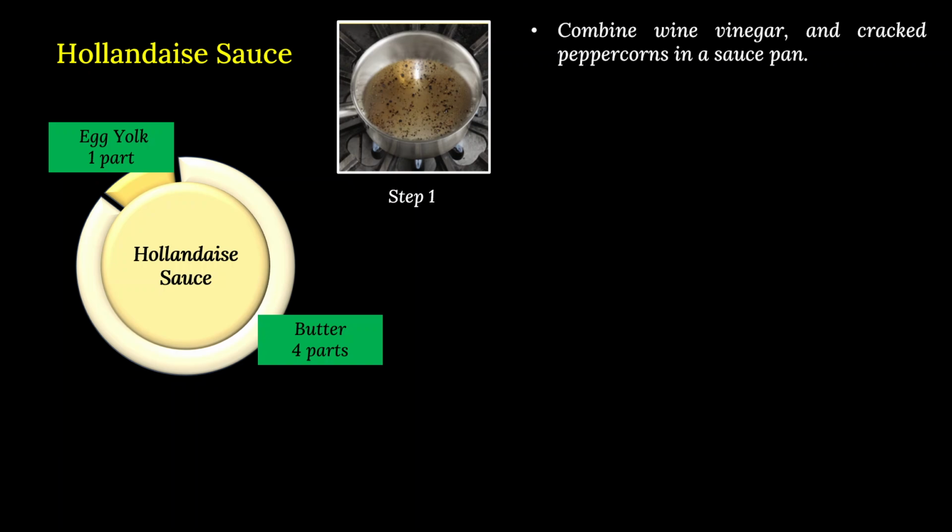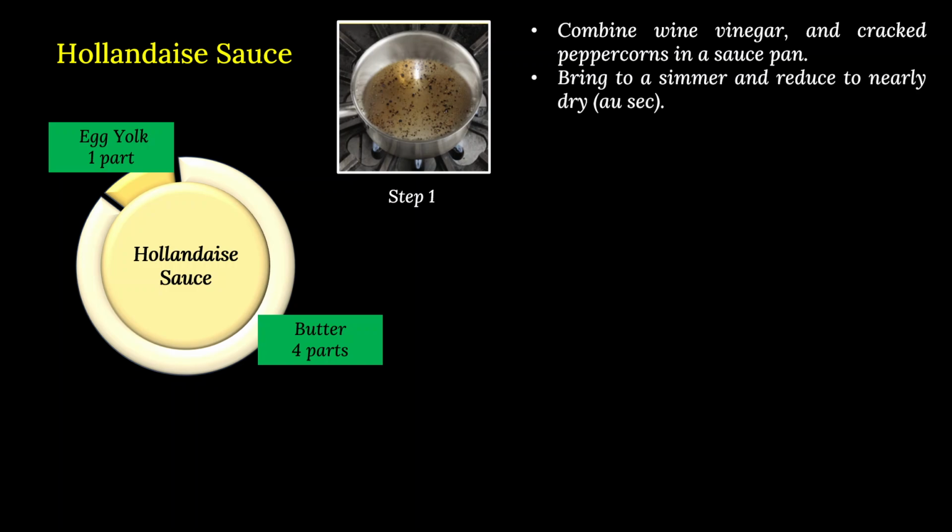Step 1, you can see in a saucepan that some liquid is there, some black particles are in suspension. What are these? Let us clarify. In this mixture, we are combining wine vinegar and cracked peppercorns in a saucepan. So you can see it is a mixture which is wine vinegar and cracked peppercorns.